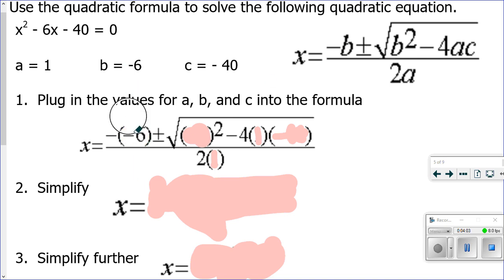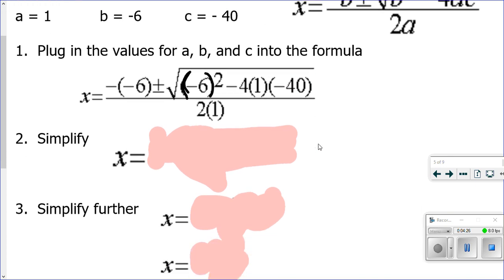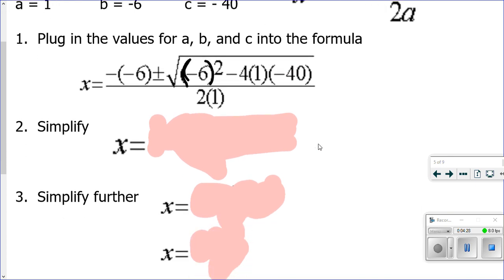So if b is negative 6, we put in negative 6 where the b is. Notice I have the brackets around that negative 6. If I notice you have a negative 6 without the brackets, you will lose marks. Don't be a naughty monkey. Do what you're supposed to do. Where the a is, we replace with a 1. And finally, where the c is, we replace with a negative 40. At this point, we're using BEDMAS.